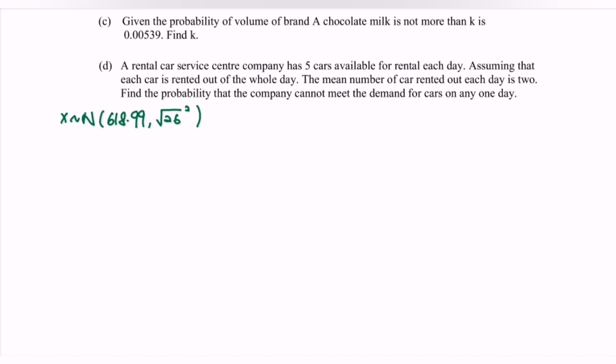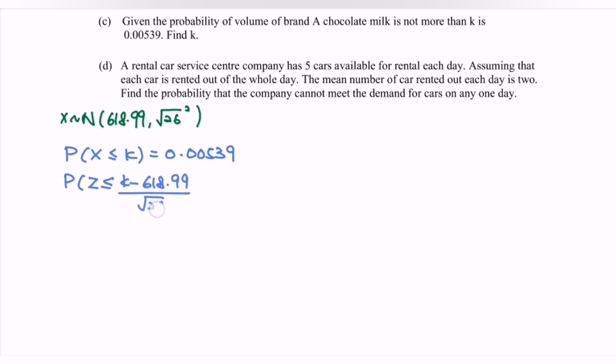Next, given the probability of the volume of brand A chocolate milk is not more than K, so the probability that X is not more than K, the answer is 0.00539. Same as usual, standardize the situation: K minus 618.99 over the square root of 26. Next, refer to the diagram. Let's say the Z is over here, then less than the situation. So it makes sense, 0.00539 for this shaded region. Next is to reflect the situation.